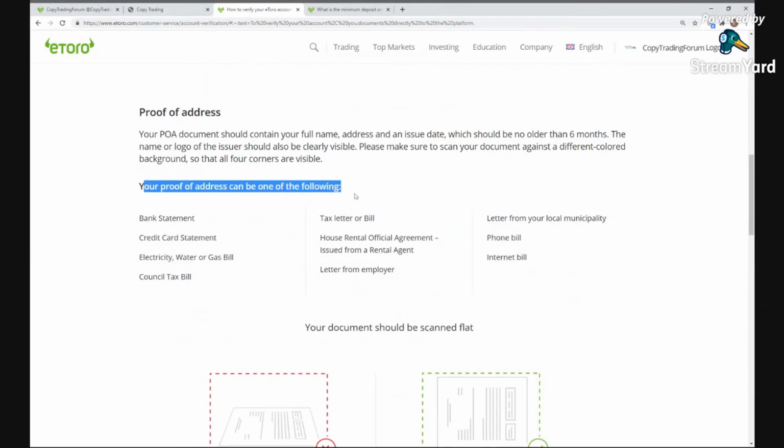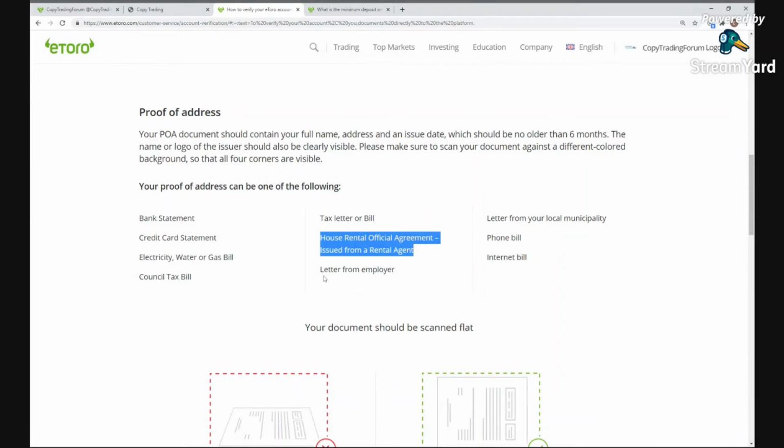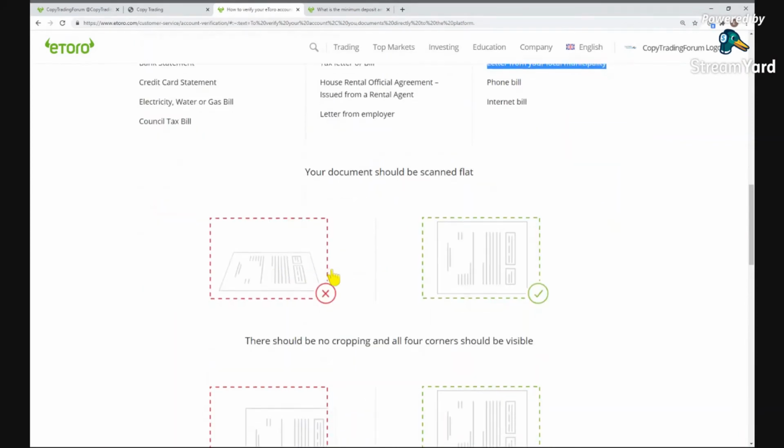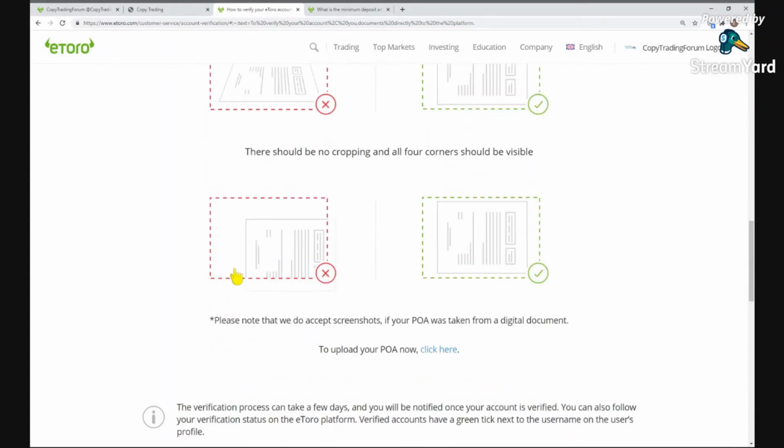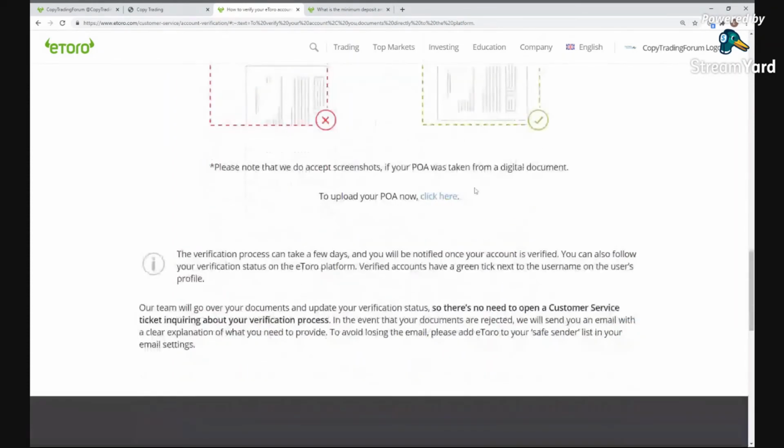Proof of address can be one of the following: a bank statement, a credit card statement, a gas bill, water bill, council tax bill, tax letter or bill, an official house rental agreement issued by a rental agency, a letter from your employer, a letter from your local government, or a phone bill or internet bill. You have to scan it on a colored background like a table, and you should see the four corners of the bill. It shouldn't be cut off. So I'm going to do that now.